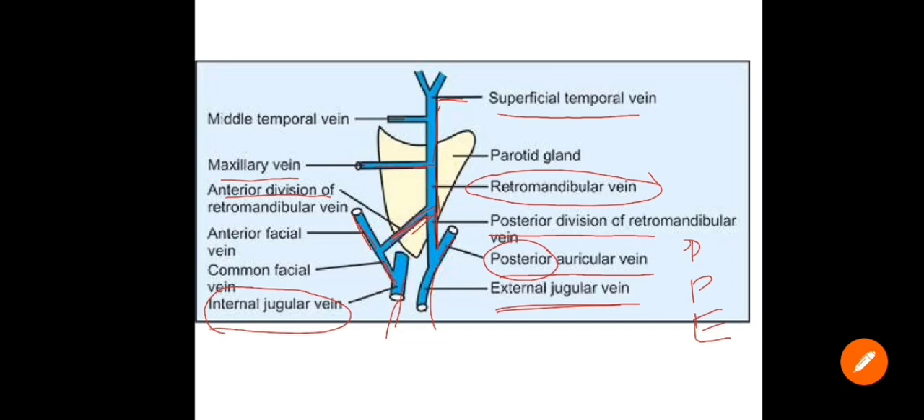Everybody knows what is a PPE now, right? So you can remember it as PPE. So that's it about the retromandibular vein.